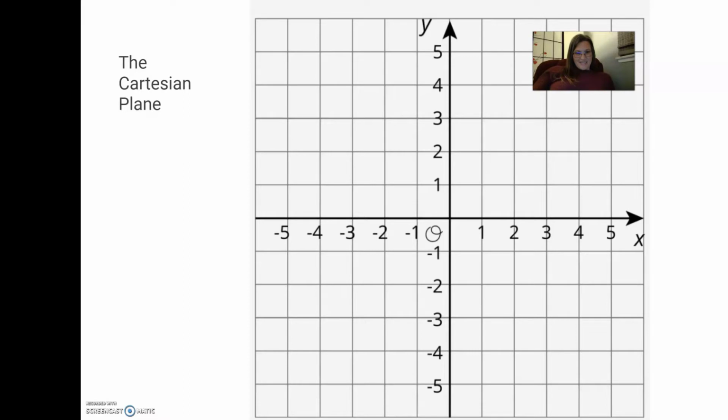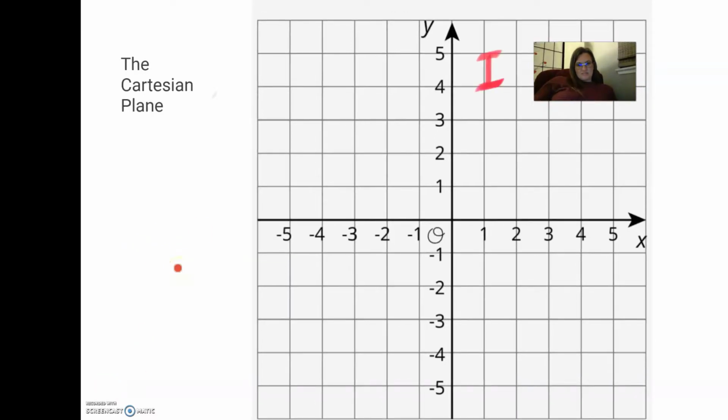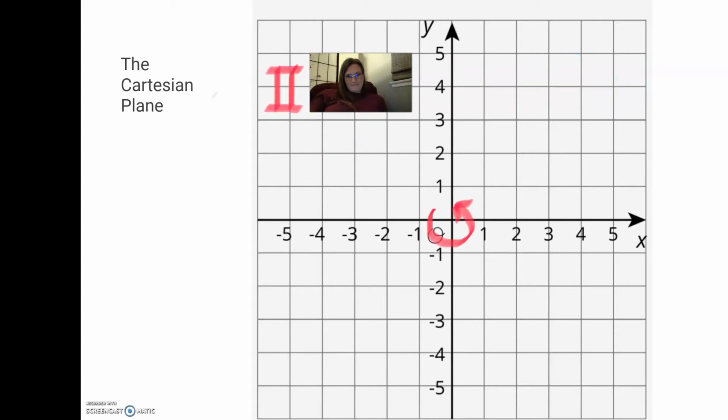Today's Cartesian plane is made up of 4 quadrants. Here I am in quadrant 1, the upper right-hand corner of the coordinate plane. It's important to note that in quadrant 1, both the x-coordinates and the y-coordinates are positive. Moving in a counterclockwise direction around the origin, I find myself in quadrant 2. And in quadrant 2, we should notice that our x values are all negative and our y values are positive.